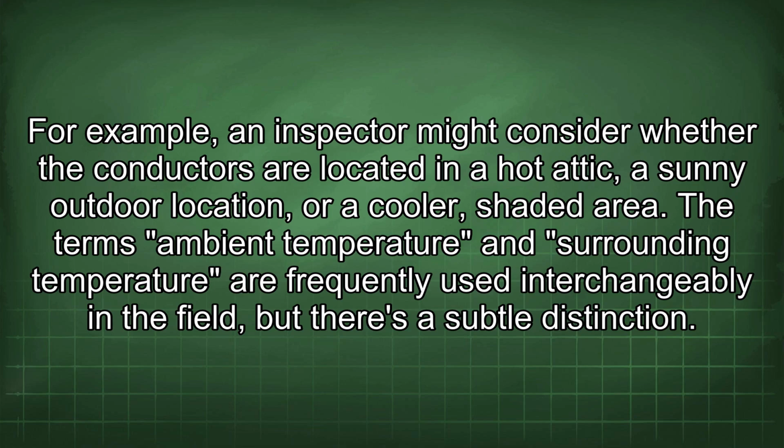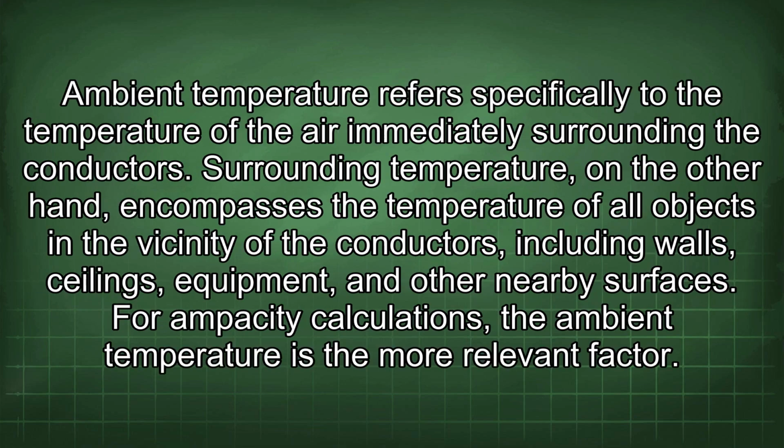For example, an inspector might consider whether the conductors are located in a hot attic, a sunny outdoor location, or a cooler, shaded area. The terms ambient temperature and surrounding temperature are frequently used interchangeably in the field, but there's a subtle distinction. Ambient temperature refers specifically to the temperature of the air immediately surrounding the conductors. Surrounding temperature, on the other hand, encompasses the temperature of all objects in the vicinity of the conductors, including walls, ceilings, equipment, and other nearby surfaces.